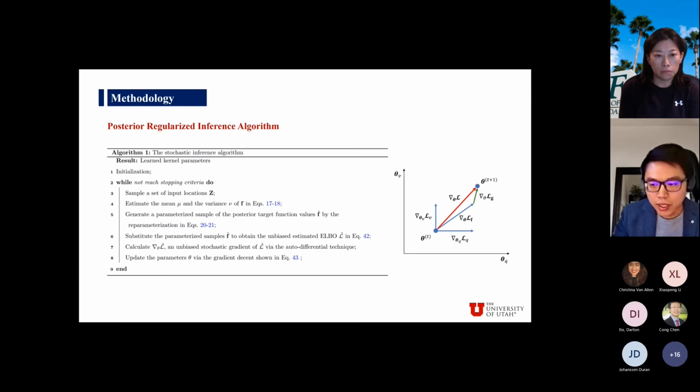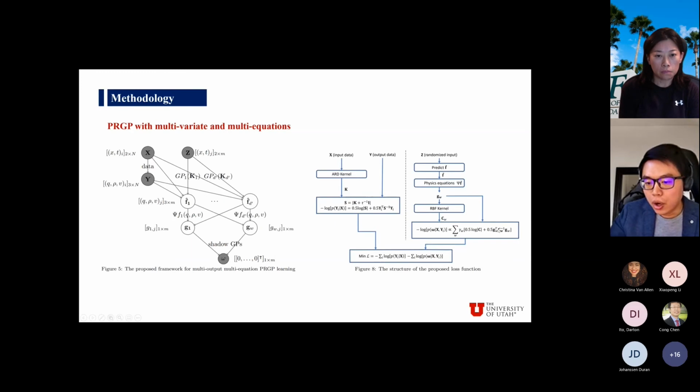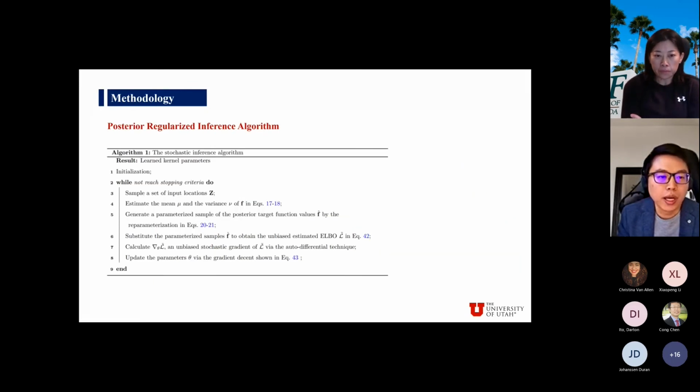And since the objective function, the loss function, we aim to minimize, has a lot of variables involved, the traditional optimization methods in machine learning, such as gradient descent, will be computationally heavy, and it will take a much longer time to get the result. That's why we integrate the stochastic optimization algorithm in this solution algorithm, in order to speed up the training process.